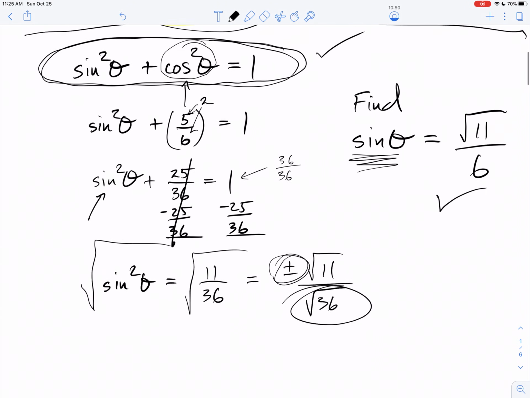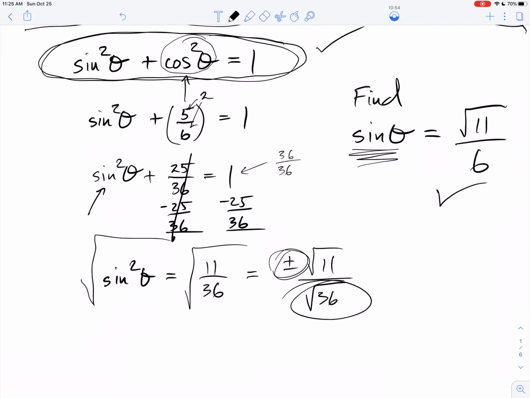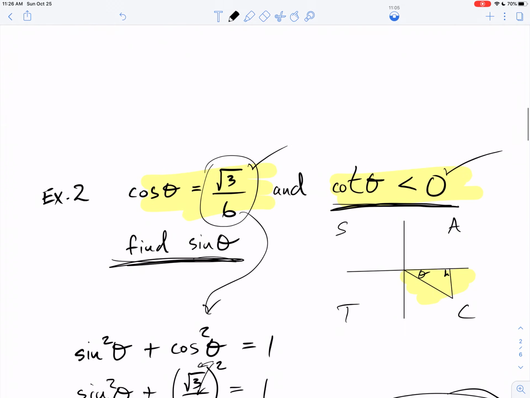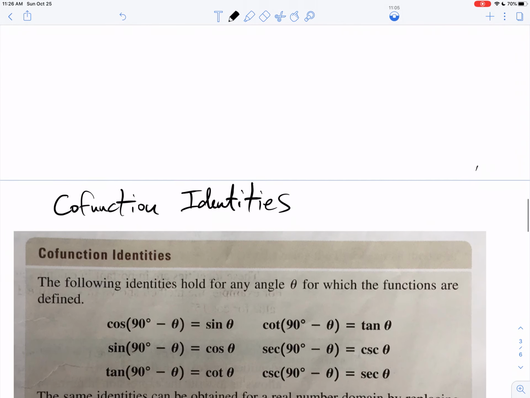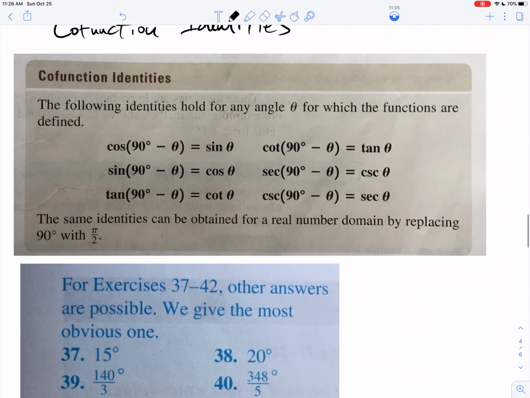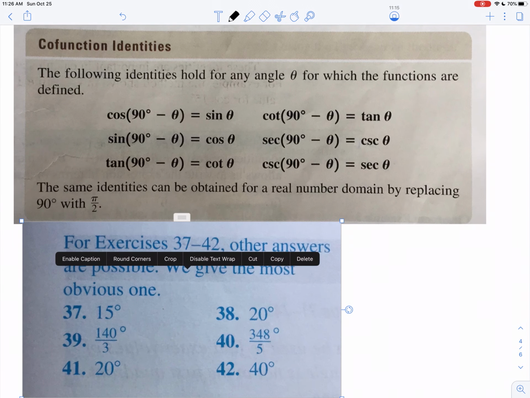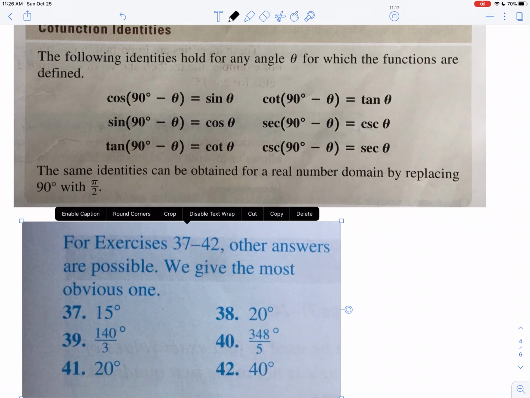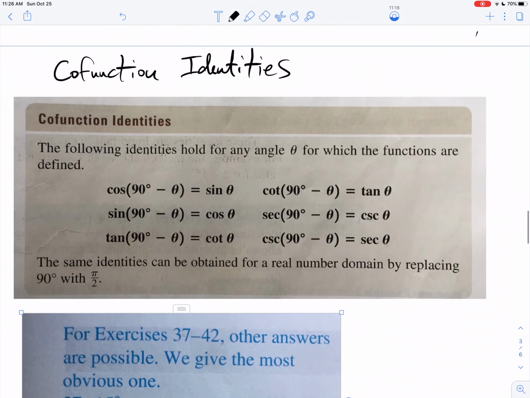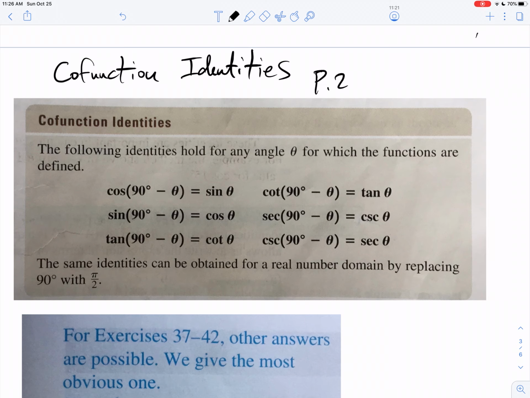But that's the first little, let's get our feet wet, let's do a little bit of computational trig. Now the next section that I want to hit is also a very tiny section. But this jumps ahead to page 207. This thing right here, this brown box, is on page 207. These are called the cofunction identities.